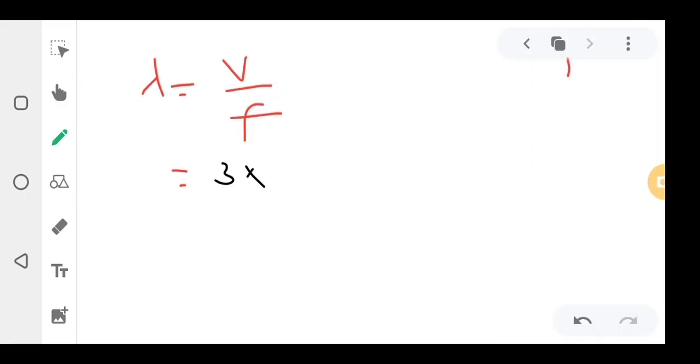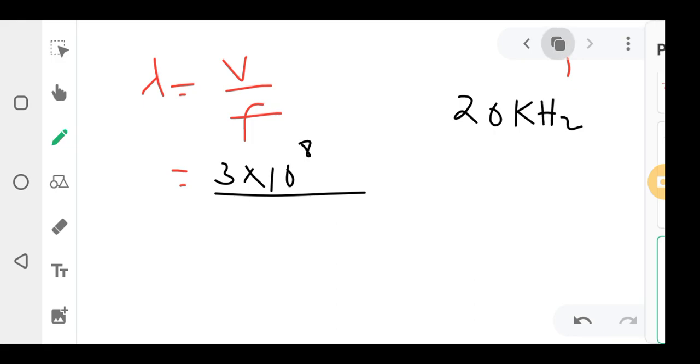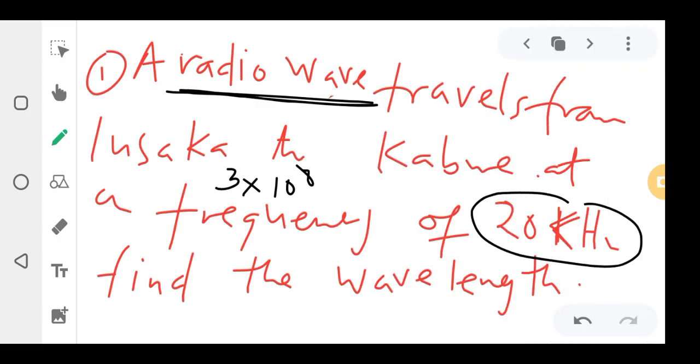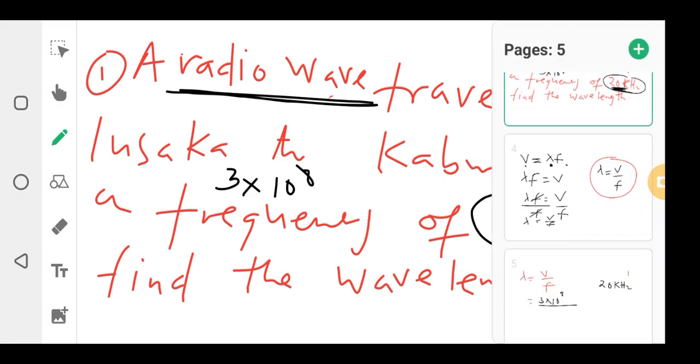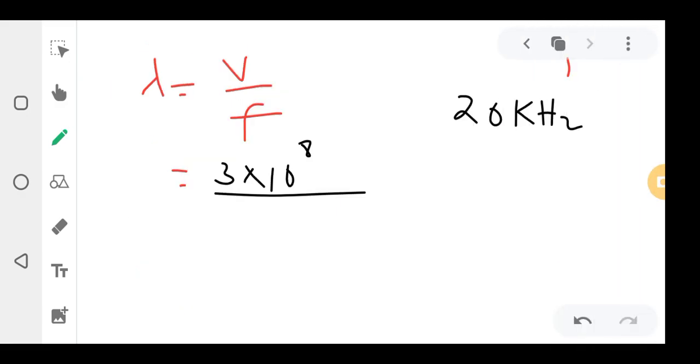So it means it will be 3 times 10 to the power 8 over frequency. In the question, they said the frequency is 20 kilohertz. How do you convert that? Because of that K, you have to remove the K. So you put your 20 here. Kilo, K means 3 zeros. So I put 1, 2, 3 hertz. And how many zeros do I have now? 1, 2, 3, 4.